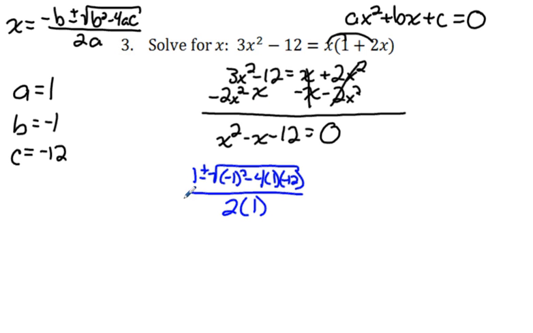Now we need to crunch the numbers on this. And the easiest way to do that is start with the stuff underneath the radical. This is the radical. This is the stuff underneath the radical.